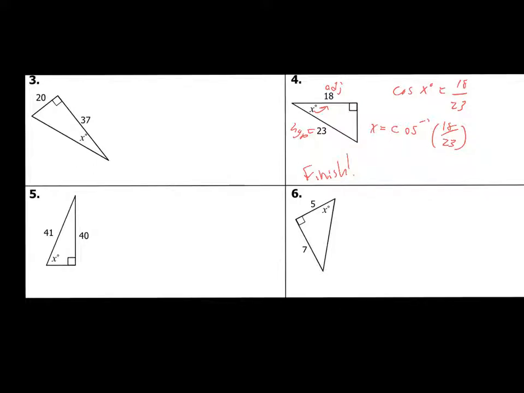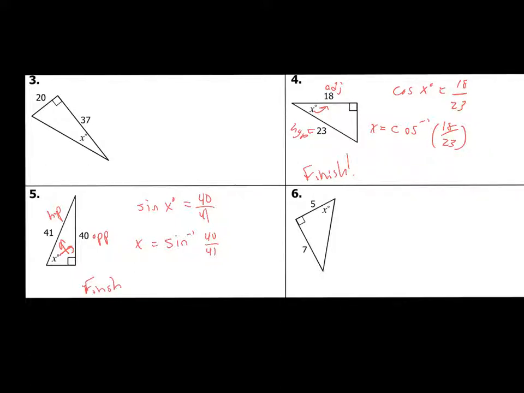All right, number 5, looks like we have the hypotenuse here, and then this is opposite the angle. So no adjacent side here. So again, that sounds like sine of x degrees is going to be equal to my opposite side, 40, divided by my hypotenuse. So x is going to be the inverse sine of 40 over 41. Okay, and then you're going to finish this one.